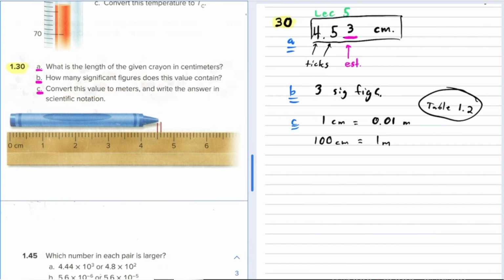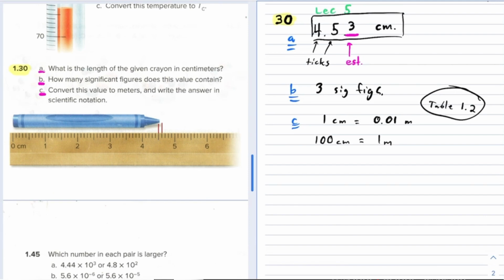centimeters to meters. Okay, so the way we do this is we take our measurement of the crayon. So we start with 4.53 centimeters, and then we use either of these relations to build a conversion factor. And I like this one on the bottom, so I'm going to use this one.